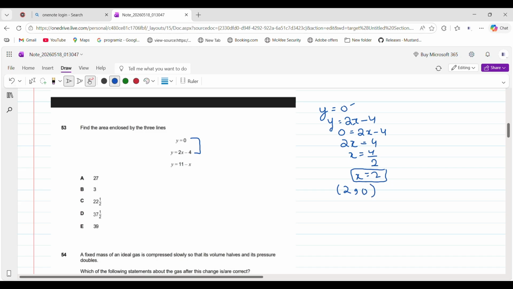So this is our first intersection point.